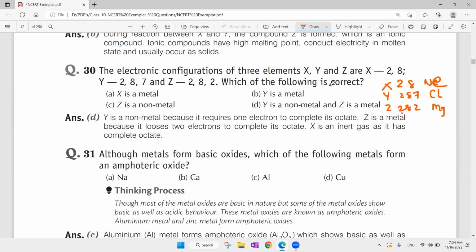Which of the following is correct? X is a metal? Neon is not a metal. It is an inert gas. Wrong. Y is a metal? Chlorine is a non-metal, a gas. Wrong. Z is a non-metal? No. Z is magnesium, that is a metal. Wrong. Y is a non-metal and Z is a metal. Yes. Y is chlorine, a non-metal, and Z is magnesium, a metal. So answer D is correct. Guys, any doubts till 30?